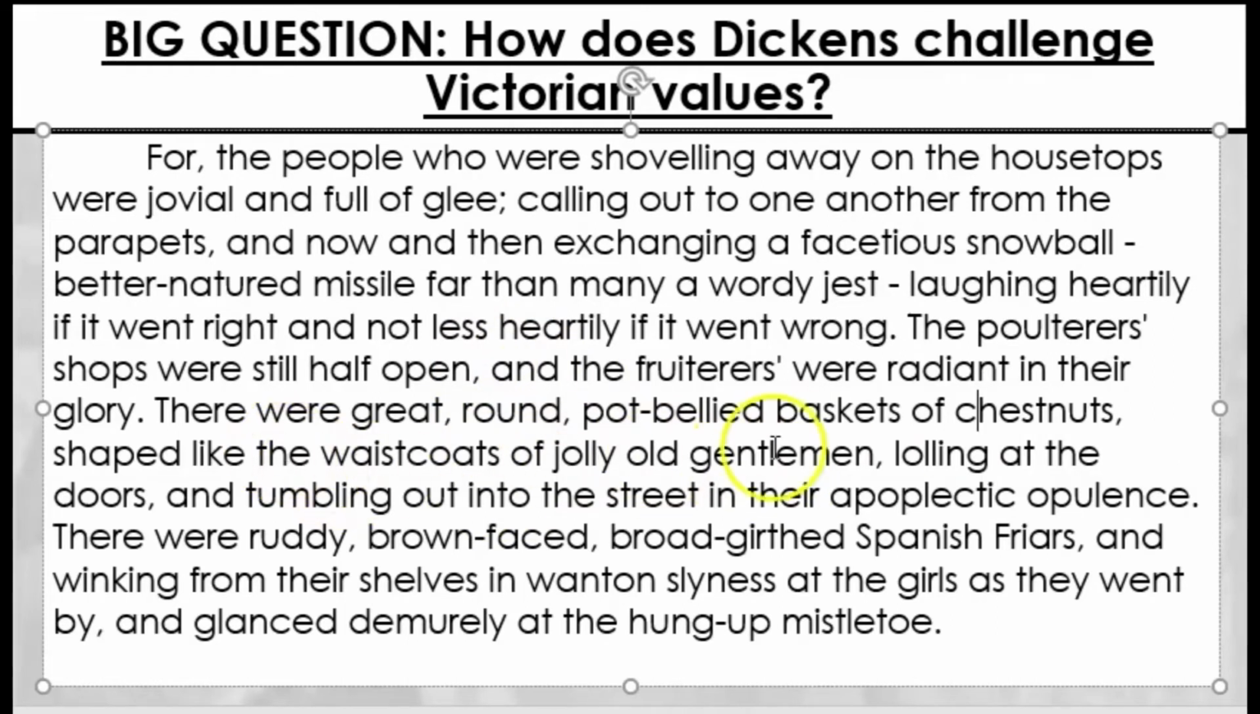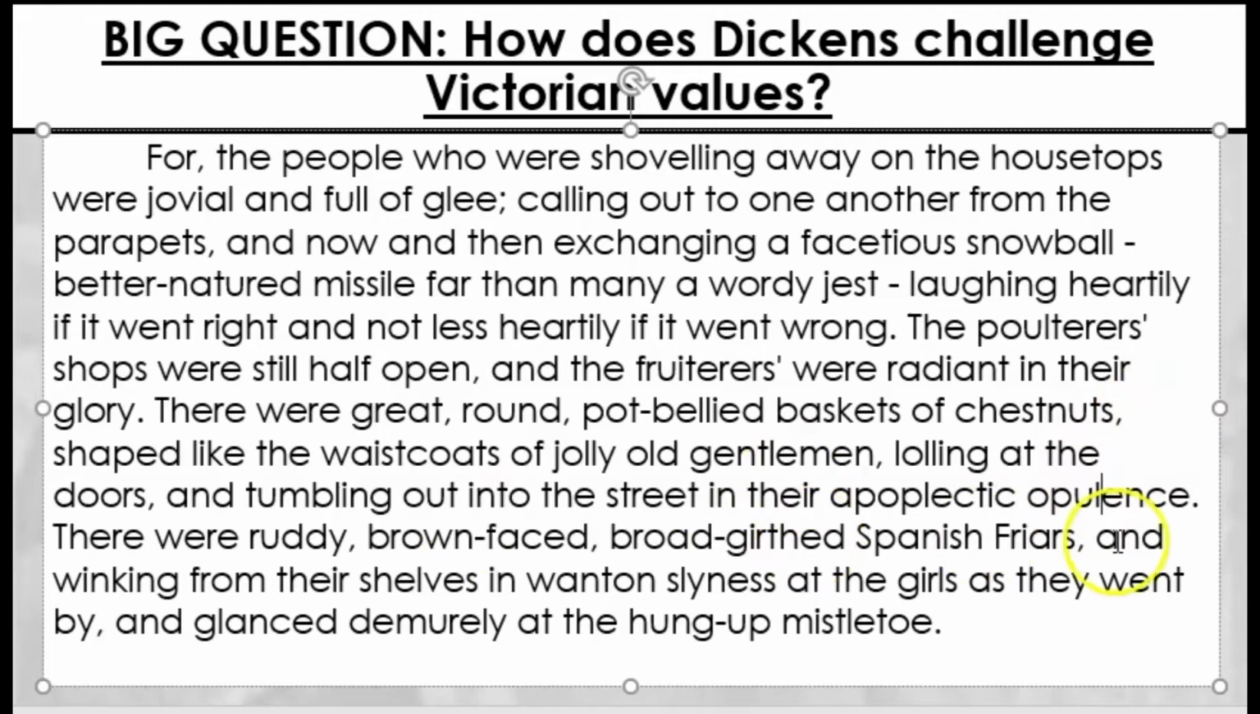And then we get all this abundance of description of foods. We get the basket of chestnuts, personified as like the waistcoat of jolly old gentlemen. So this idea of the big fat, abundant amount of chestnuts. And then we get some wonderful imagery here with this idea that the chestnuts are spilling out in the streets in their apoplectic opulence. Opulence meaning to be very, very luxurious, very rich, very over the top, and also showing off. And apoplectic actually means rage or angry or to be infuriated by something, as if you're popping with anger. But it's being used here humorously, as if the luxury and the richness of these chestnuts is spilling out with energy into the streets, because there's just so much being contained in the store.